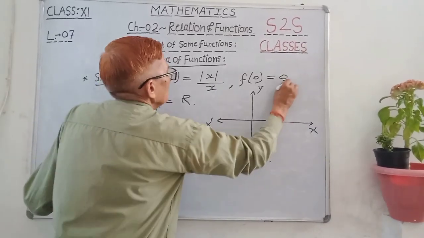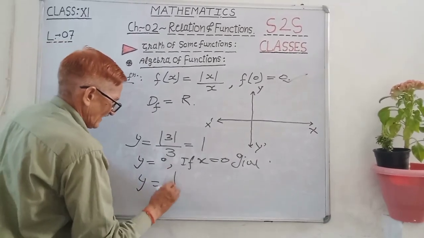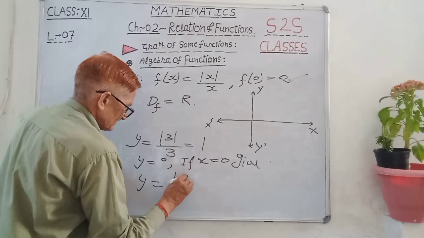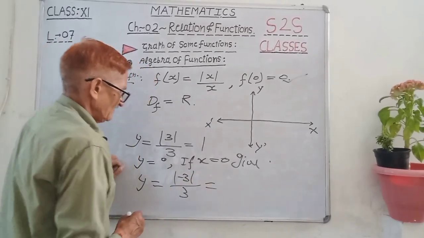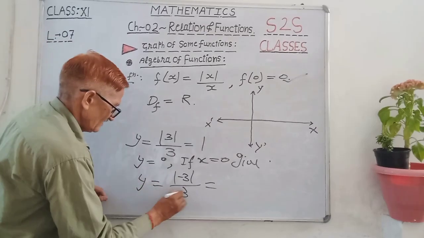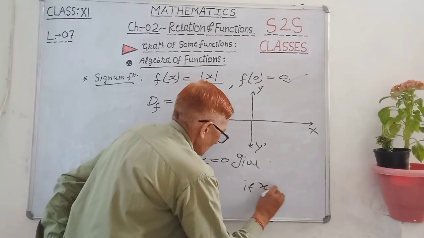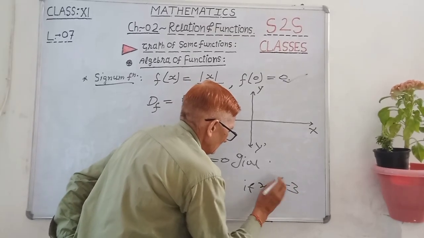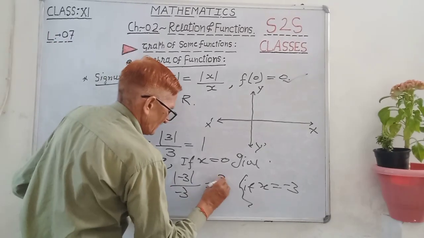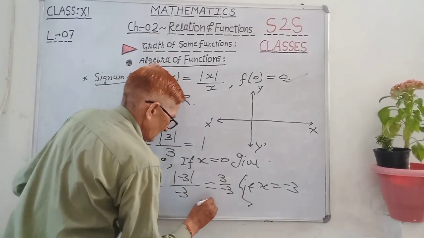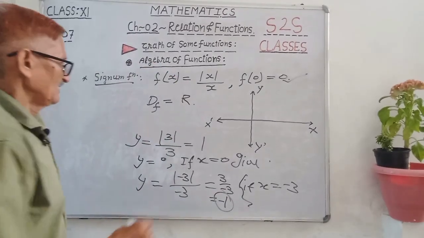Now for all negative x, any negative, let us suppose minus 3, if x is equal to minus 3, then modulus of minus 3, that is plus 3, upon minus 3, is minus 1. So then we have 3 values.